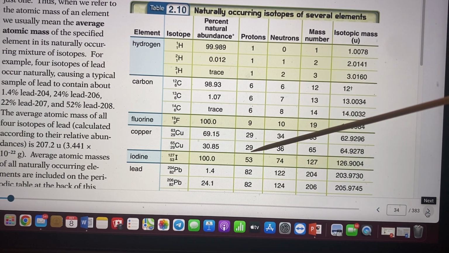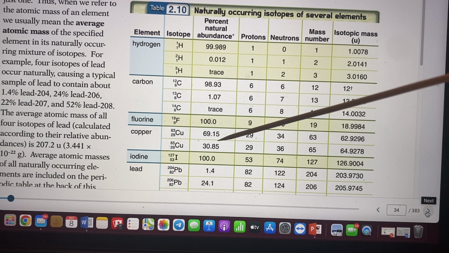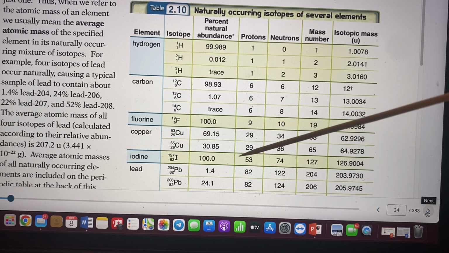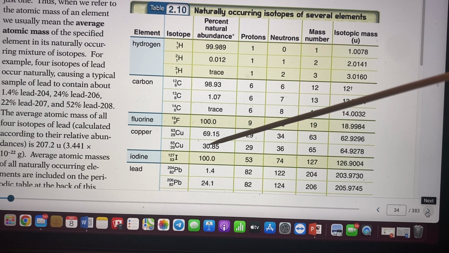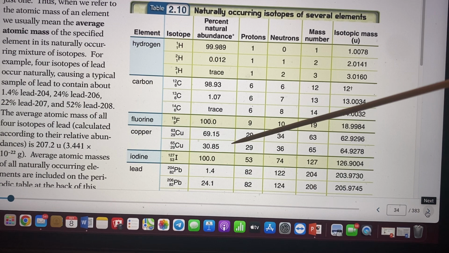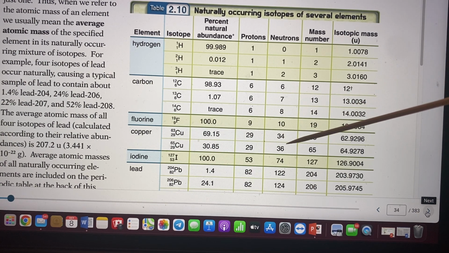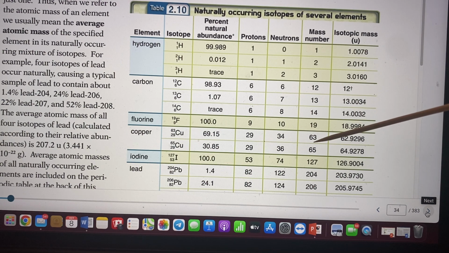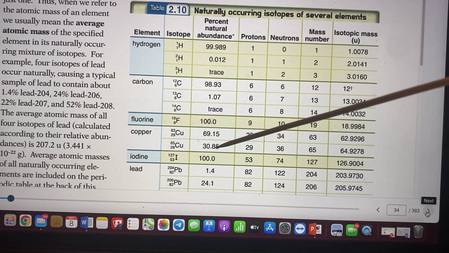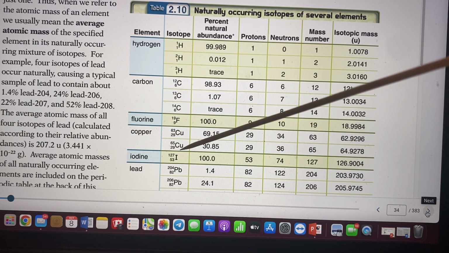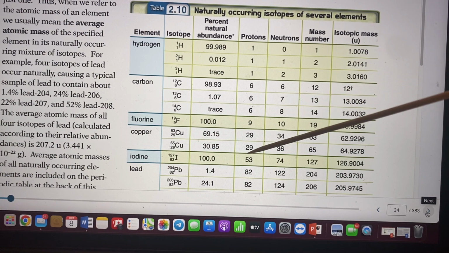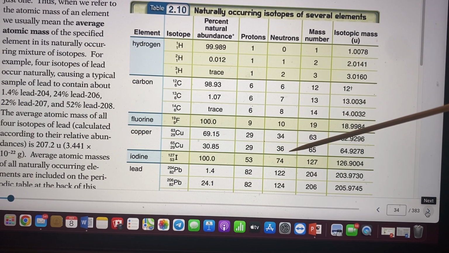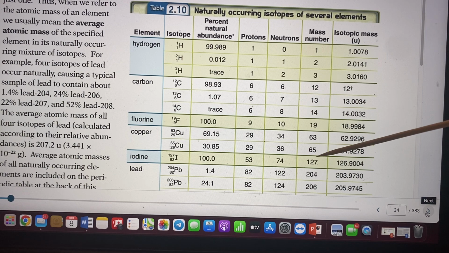Copper the same way. We calculated this. The percent is 69% for the 63. So we have 29 protons, 34 neutrons, and the mass number is 63, and lo and behold, it's close to 63. And here we have the mass number, the percentage, 30% would be the 65. So we have protons 29, of course, so protons are always going to be 29, neutrons 36, and the mass number would be 65. Yep, it's close to that. You see how they did that?